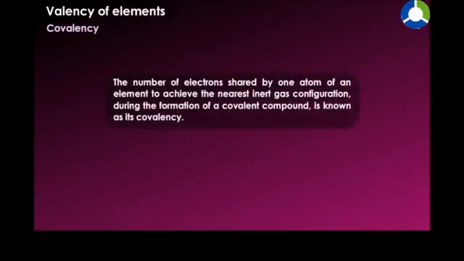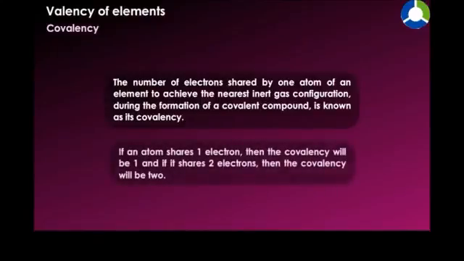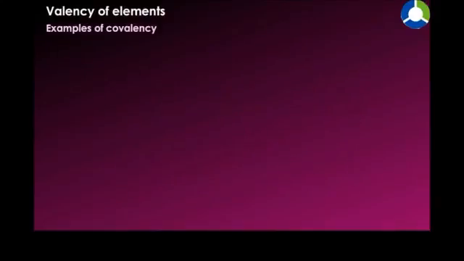Covalency. The number of electrons shared by one atom of an element to achieve the nearest inert gas configuration during the formation of a covalent compound is known as its covalency. If an atom shares one electron, then the covalency will be 1, and if it shares 2 electrons, then the covalency will be 2. Examples of covalency.